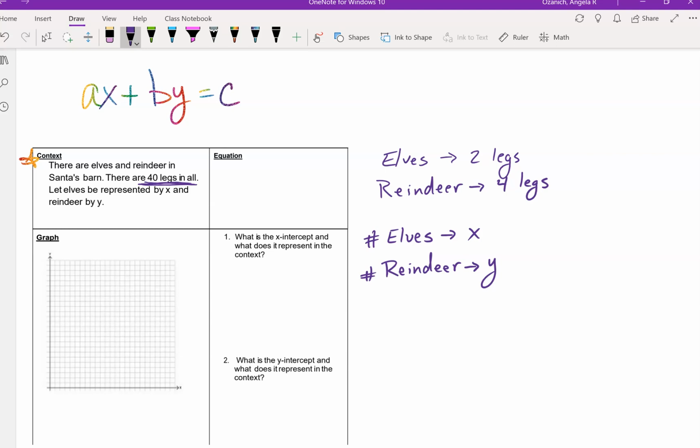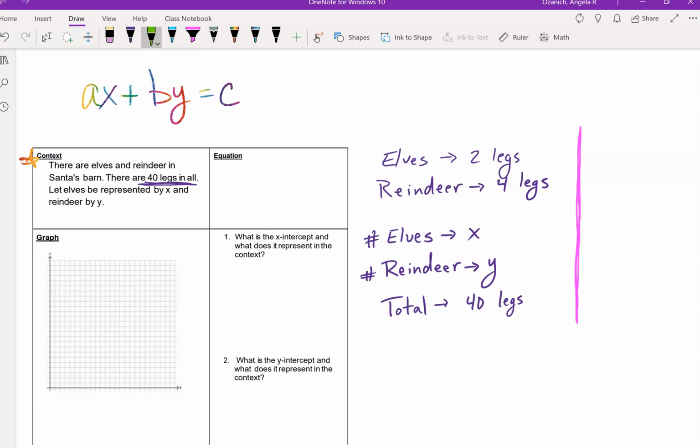And we know that there are 40 legs total. So it's good in standard form to have a total that you know. So we know we have 40 legs all together. What that means then is we are going to have to put together the number of elf legs and the number of reindeer legs to get 40 legs total, right? We're going to use this information to make this happen. So here we go.